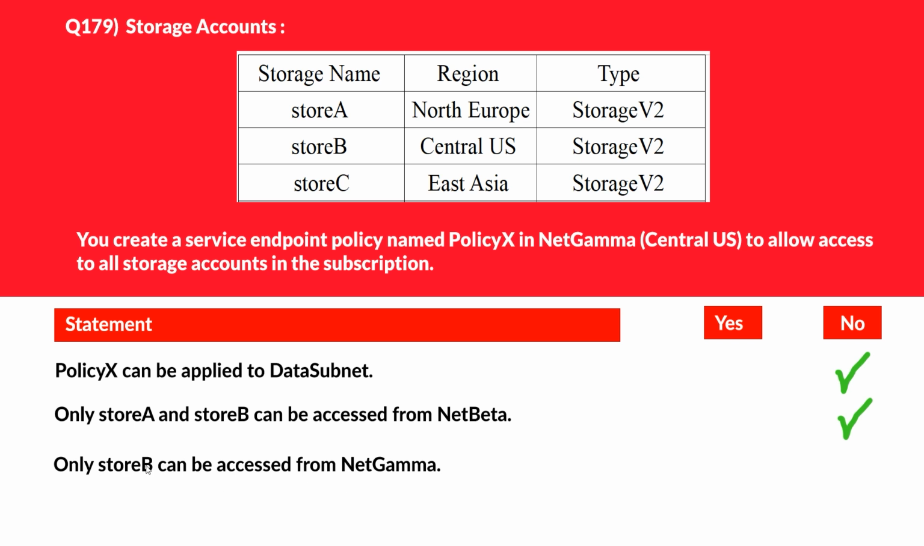Now let's move to the last statement, which says only store B can be accessed from net gamma. This looks good because only store B can be accessed from net gamma because policy X is scoped to net gamma and store B is in the same region. So please note policy X is in Central US. Now let's compare the region for store B, whether they are in the same region or not. And here if you look, store B is in the same region, right? Central US it's mentioned. Net gamma, here it's mentioned Central US, and we got store B as Central US again. So same region, answer is yes. We'll log this as our final answers.